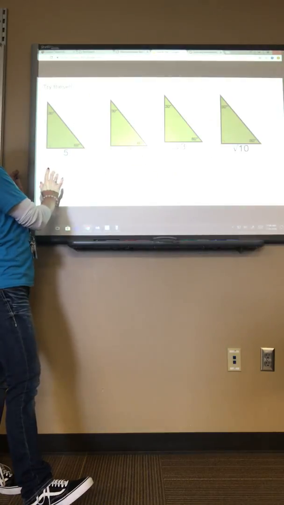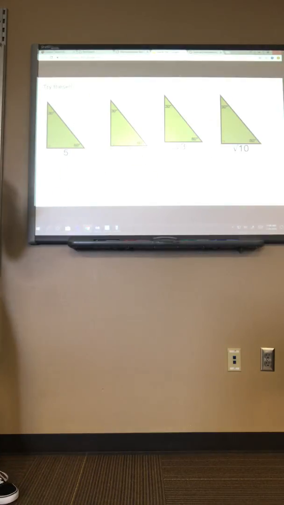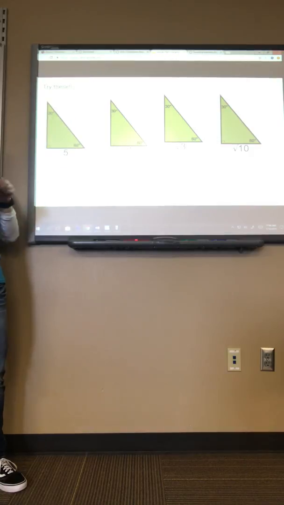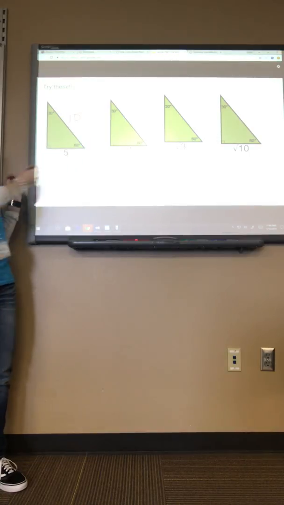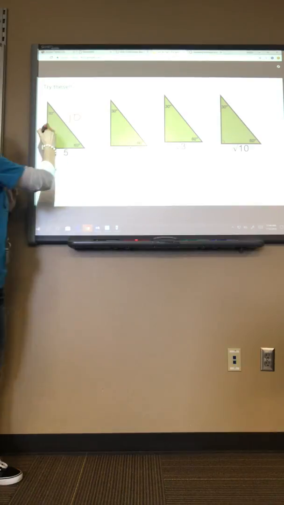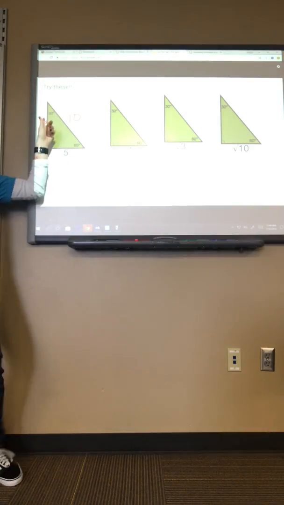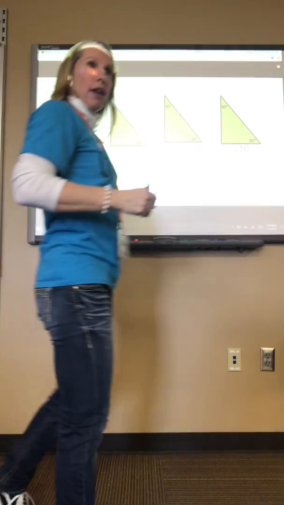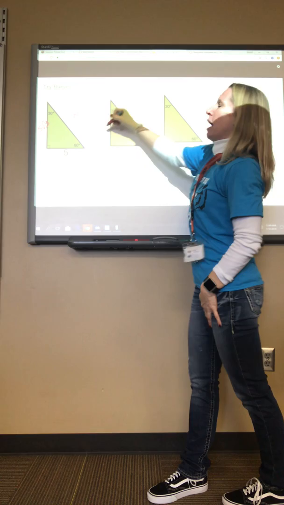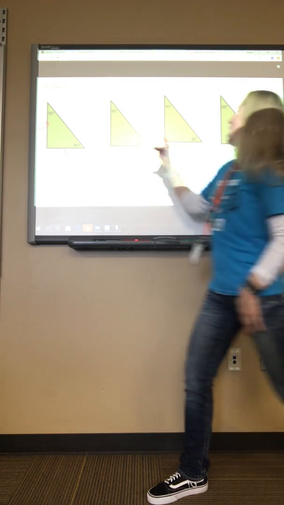Okay, so let's look at some. Start with some easy ones, right? Short leg is 5. What's the hypotenuse? 10. Long leg is short leg times radical 3, so 5 radical 3. Remember to always go back to the short leg. Everything revolves around the short leg.